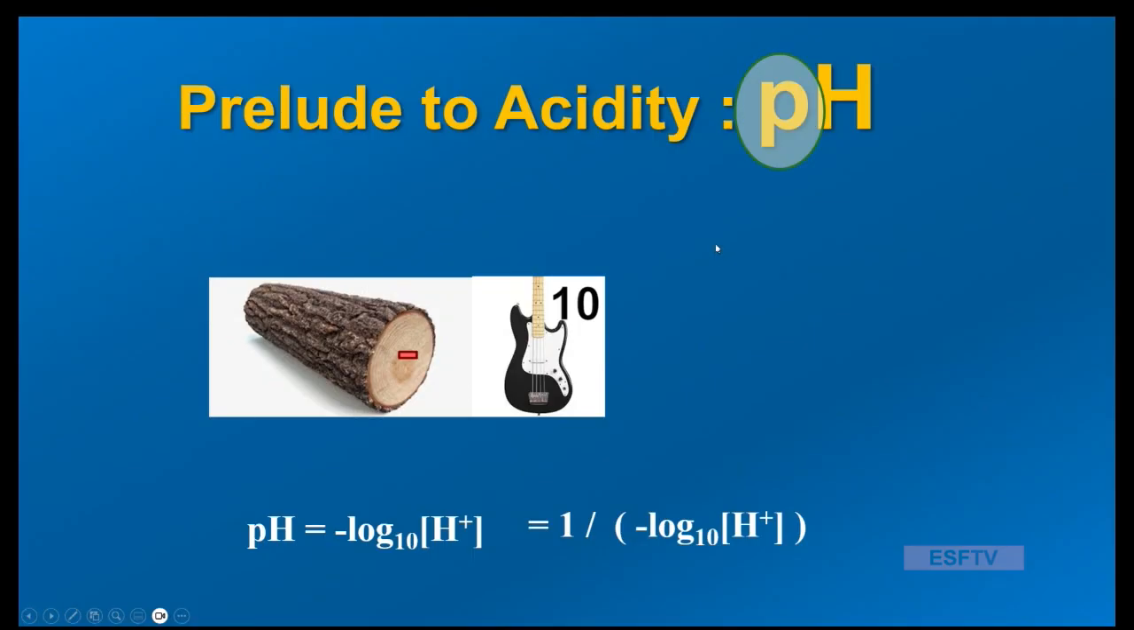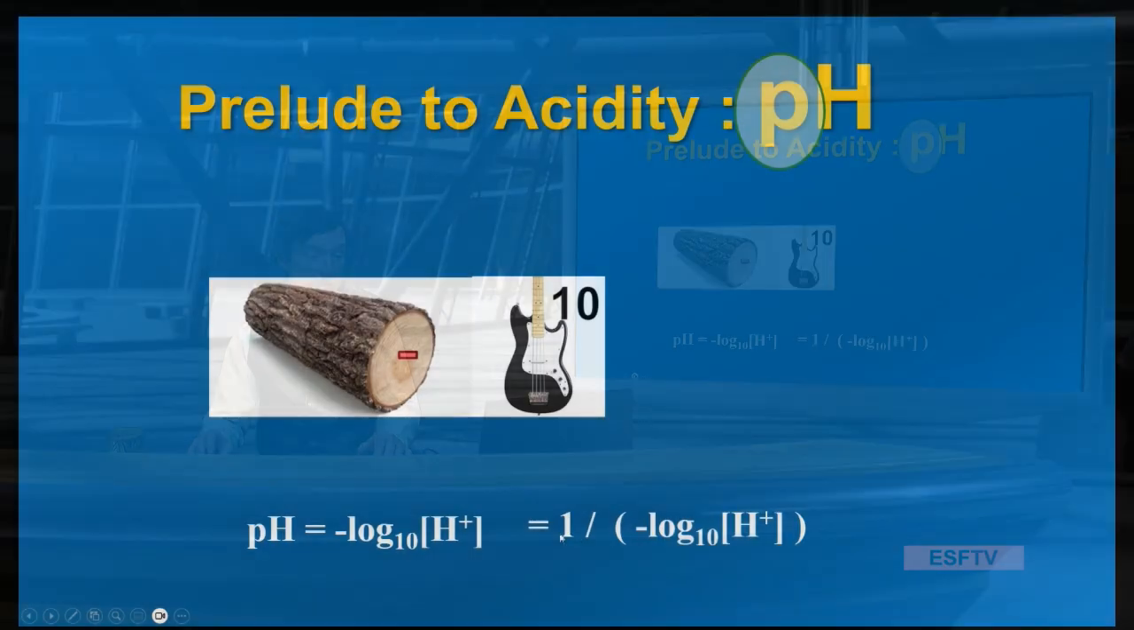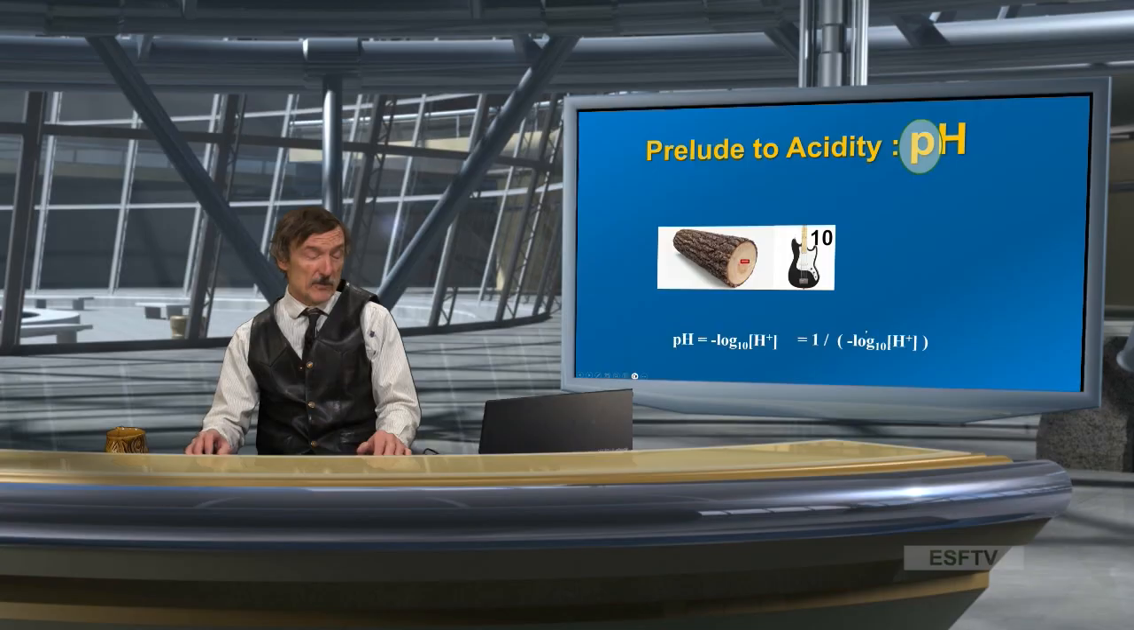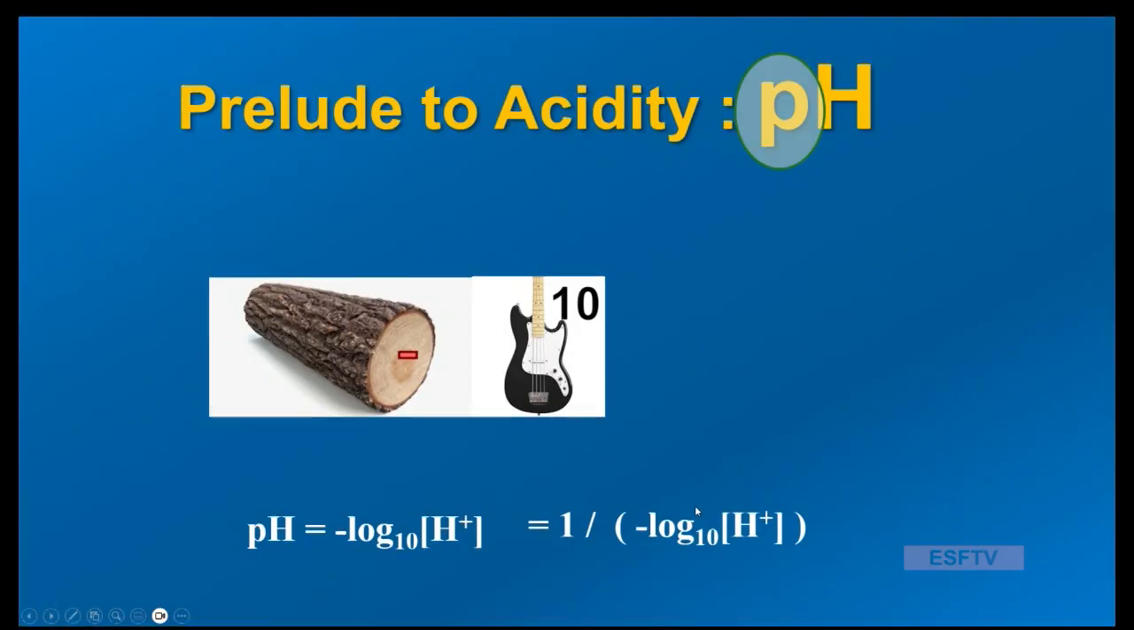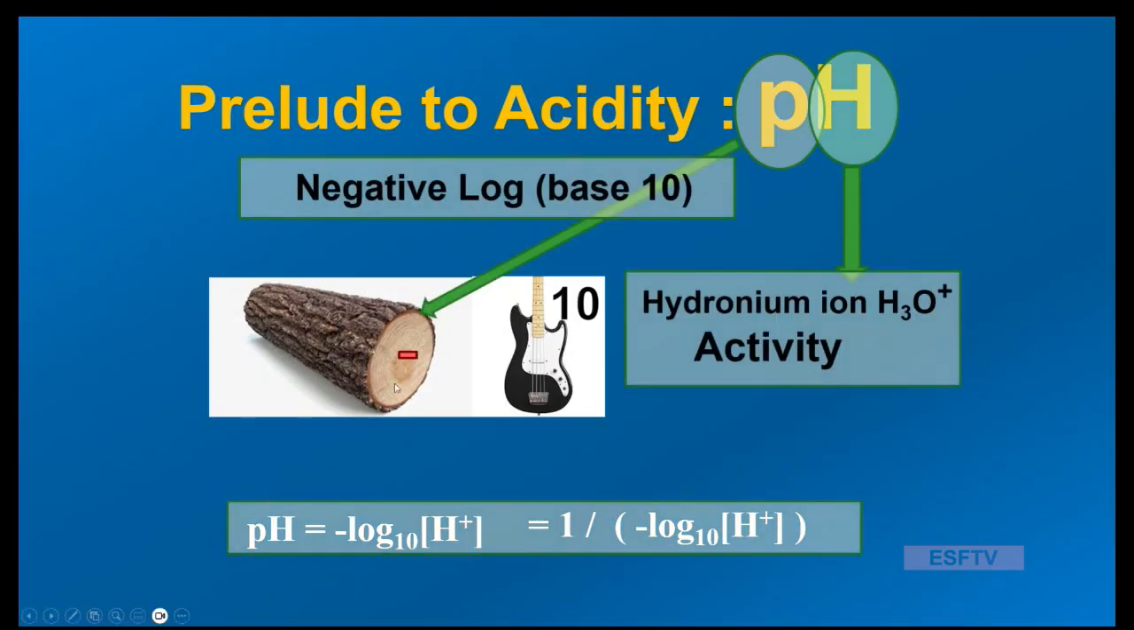And so this little p stands for minus log base 10. H stands for the concentration, the activity of hydronium. And that's the formula. It's a very simple, straightforward formula. That's also equal to 1 over log 10 of hydronium activity. And so this is the definition of pH. You're going to compute that this week, looking at concentrations and activities. That's the subject of the first part of the lab this week. So there's negative log base 10, hydronium ion activity.